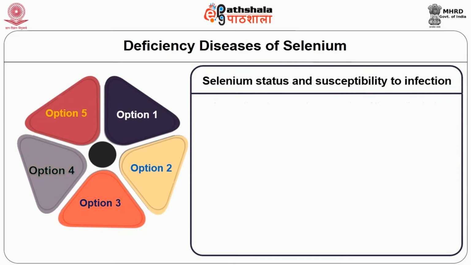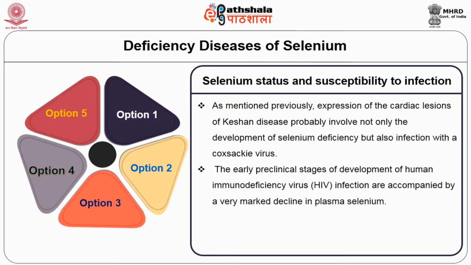Selenium status and susceptibility to infection. As mentioned previously, expression of the cardiac lesions of Keshan disease probably involves not only the development of selenium deficiency but also infection with Coxsackie virus.